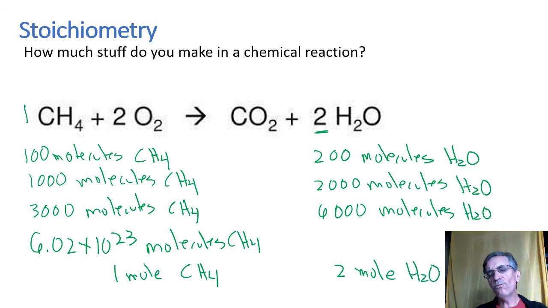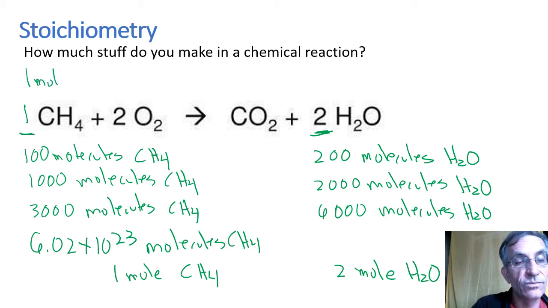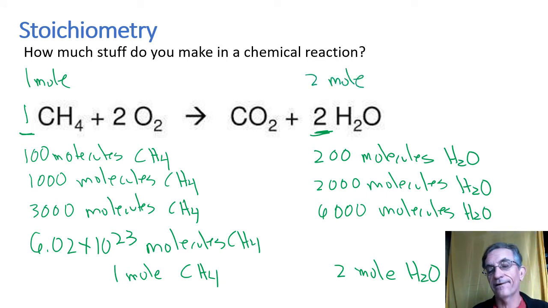So one way to think about these coefficients, they tell you the amounts. For every molecule we use, we get 2 molecules of water. Another way of saying that is, for every mole of this we use, we get twice as much. We get 2 moles of water. So we're going to do some examples. We're going to do them maybe a little more formally, but that's basically what we're going to be doing.